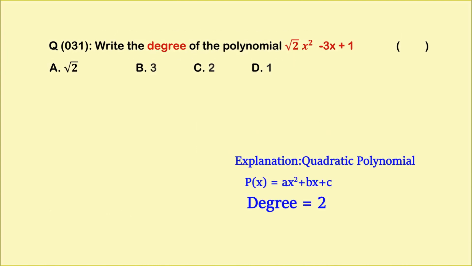Question number 31. Write the degree of the polynomial root 2 x square minus 3x plus 1. As you know, ax square plus bx plus c is a quadratic polynomial which has degree 2. So root 2 x square minus 3x plus 1, the highest exponent of the x is 2. So the right answer is C.